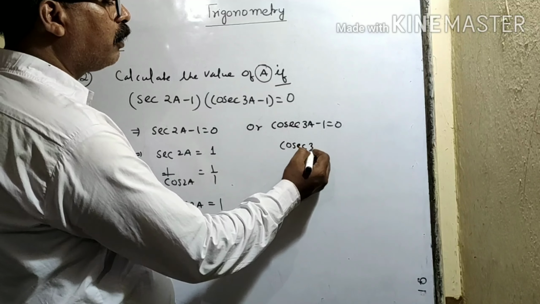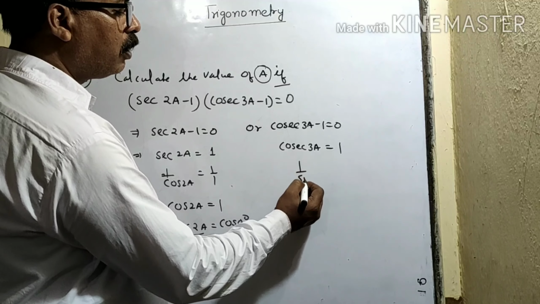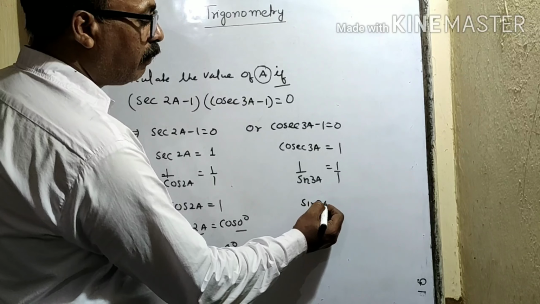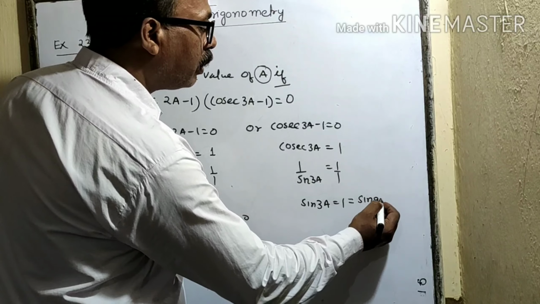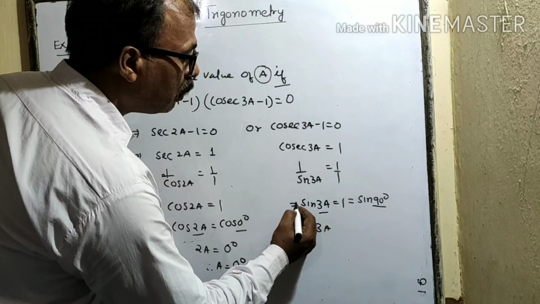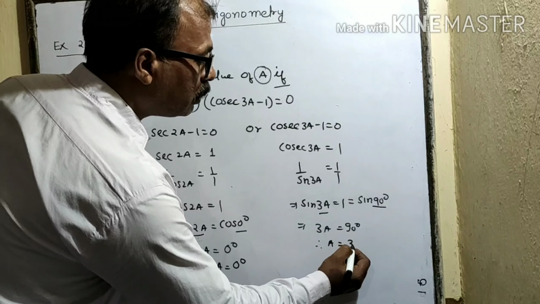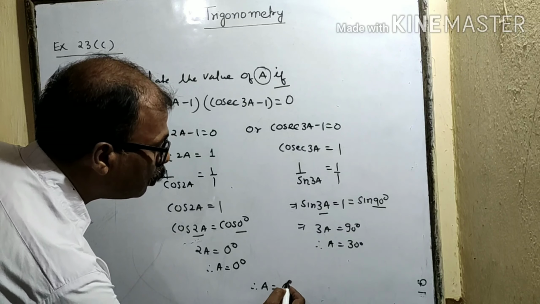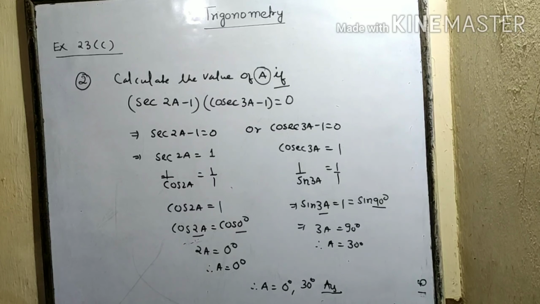From here cosec 3A will be equal to 1. And as you know, cosec A is 1 by sin A. So 1 by sin 3A is equal to 1. So sin 3A will also come out as 1. And sin 1 means sin 90 degree. It implies that 3A will be equal to 90 degree. Hence A will come out as 30 degree. Hence we'll write the answer: A is equal to 0 degree and 30 degree, and that will come out as your answer.